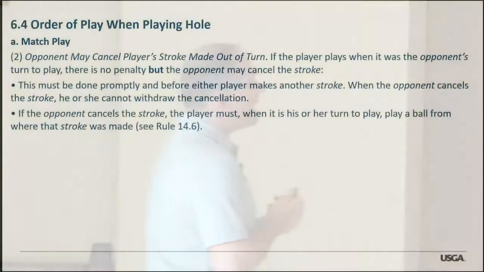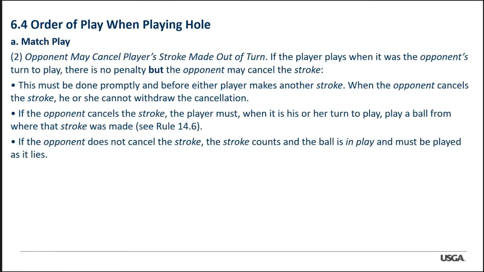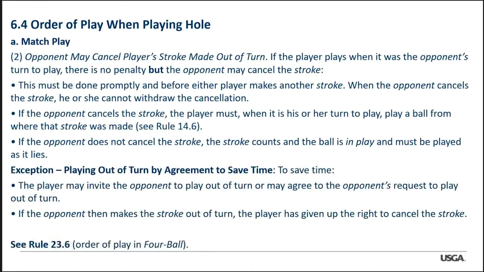Okay, if the opponent does cancel the stroke, the player must, when it is his turn to play, play a ball from where that stroke was made. Again, substitution could be allowed there as well. You don't have to go get your ball and come back. If the opponent does not cancel the stroke, the stroke counts and the ball is in play and must be played as it lies, or proceed under the rules, obviously.